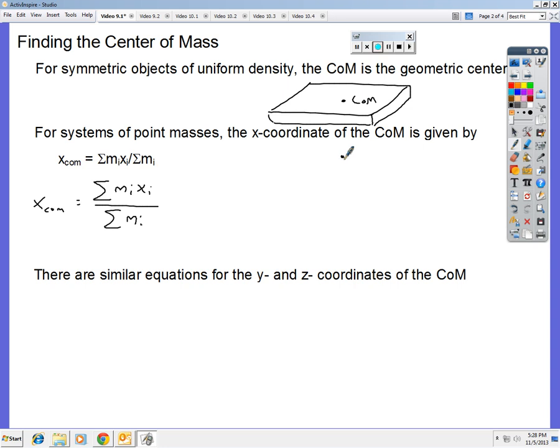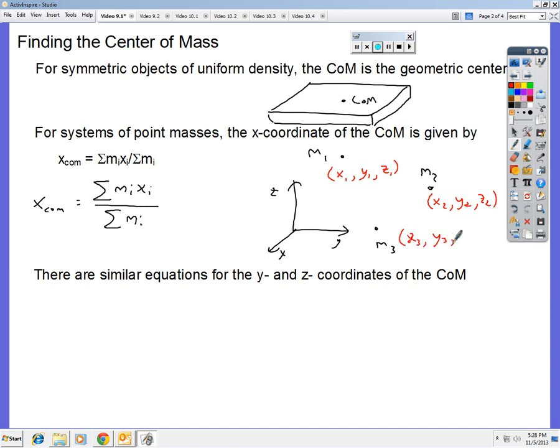So let's say that you have three particles. They have mass m1, mass m2, mass m3. And then you set up some coordinate system so that you have x, y, and z. And you say that these three points have coordinates x1, y1, z1, x2, y2, z2, x3, y3, z3. Then you would use this same formula applied to x, y, and z.